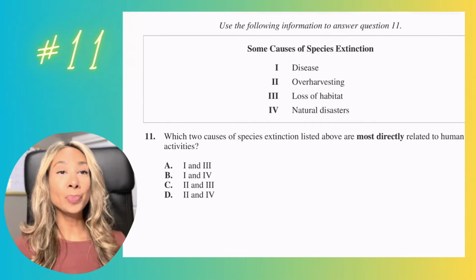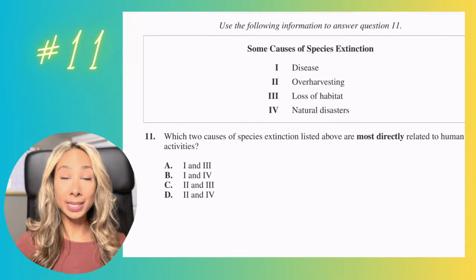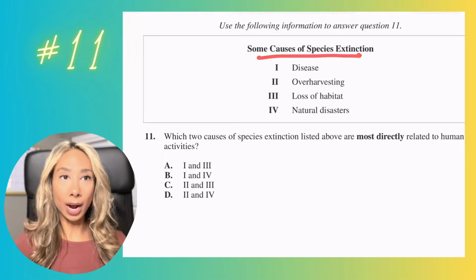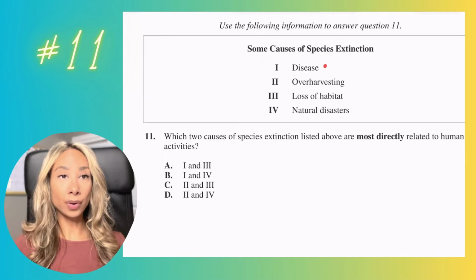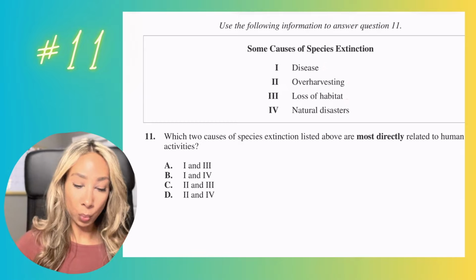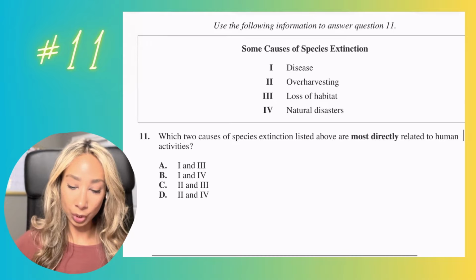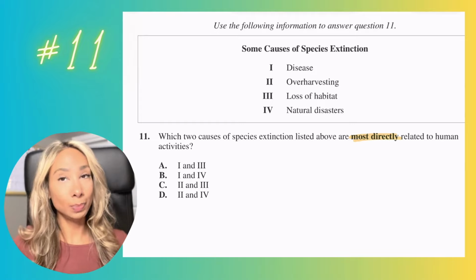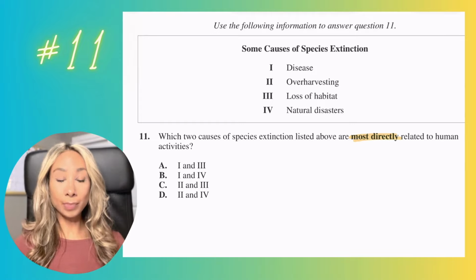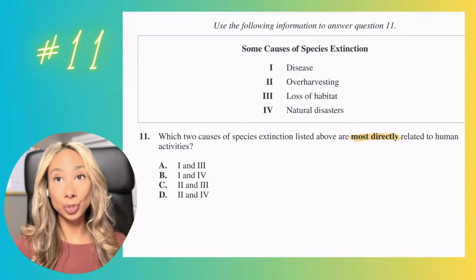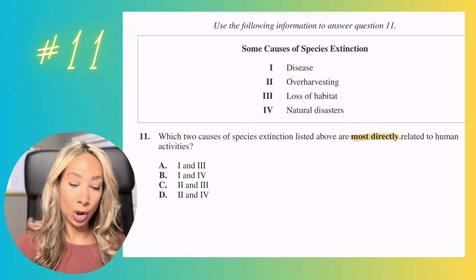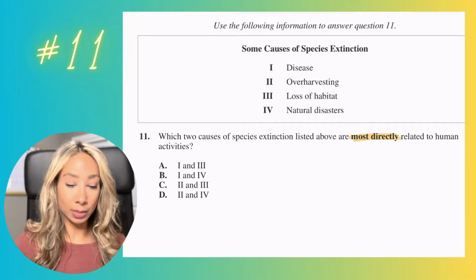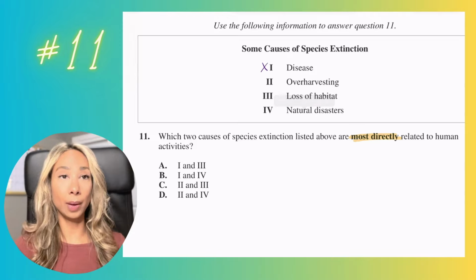Okay, number 11 here. We need to look at some of the causes of species extinction. Okay, so we've got a couple of reasons. We've got disease, overharvesting, loss of habitat, and natural disasters. Now, the question's asking which of these are most directly related to human activity. So basically what it's asking is, what are some things that humans have done that have caused species to become extinct? While sometimes we can have a role in certain diseases, diseases do tend to spread on their own. They also tend to develop on their own. So this one could work, but it's probably not the one that's most likely directly related to human activity.